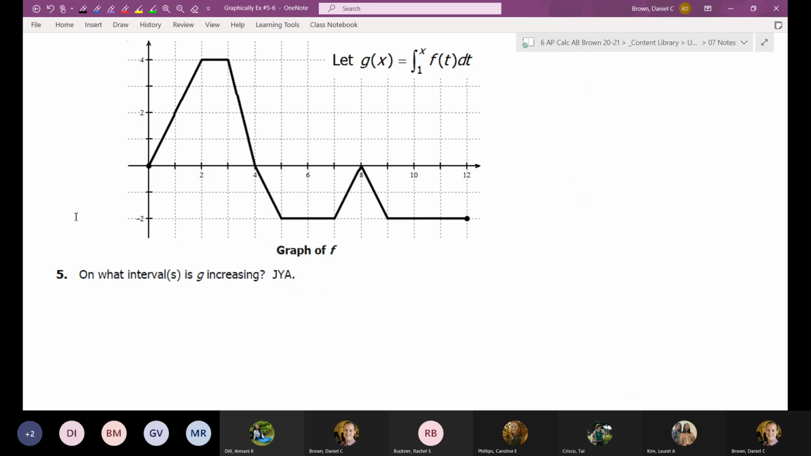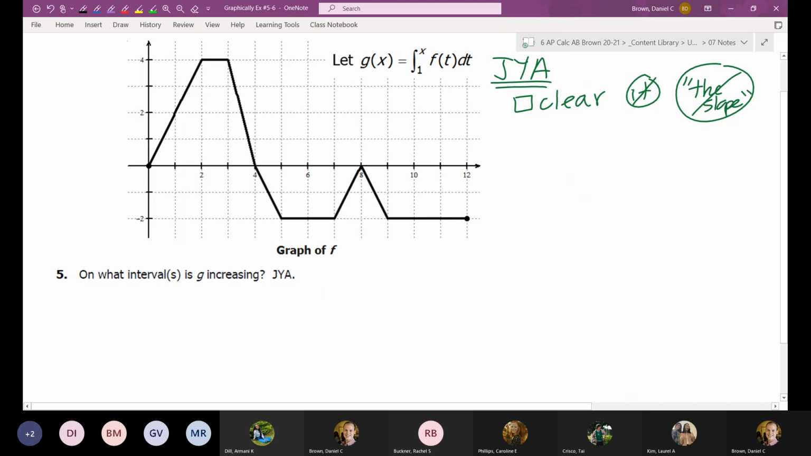So let's talk about what we need to make sure we do when we justify our answer. In calculus, to earn credit, when justifying your answer, you do want to make sure your answer is clear. So you're going to say things like f prime, or g prime, the derivative of g. We're not going to be vague and just say things generically like the slope or it.